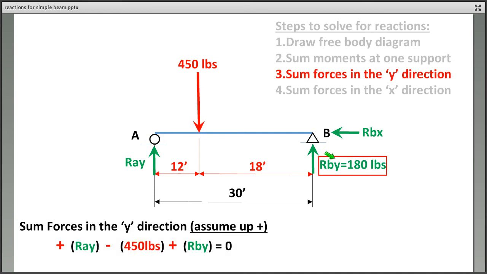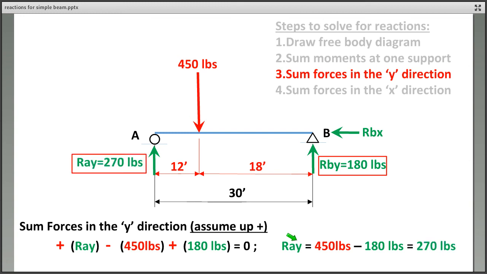The next step is to sum the forces in the Y direction. So we're going to sum the forces in the Y direction, say up is positive, so we'll go vector by vector. RAY is going up, so it's positive. 450 is going down, so it's negative. RBY is going up, so it's positive. The whole thing has to equal 0 because we're in equilibrium. And we knew that RBY is 180 pounds, so we can plug that in here. And if you do this math, this tells you the equation for RAY, and you solve for RAY, and it tells you that the reaction, RAY, is 270 pounds.